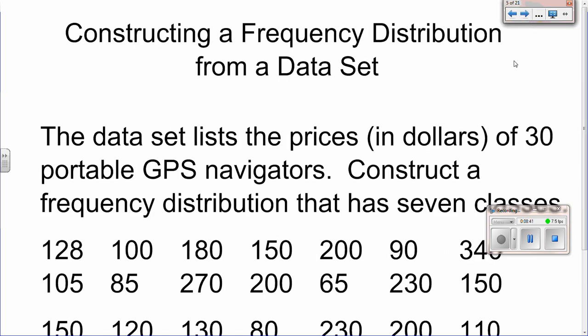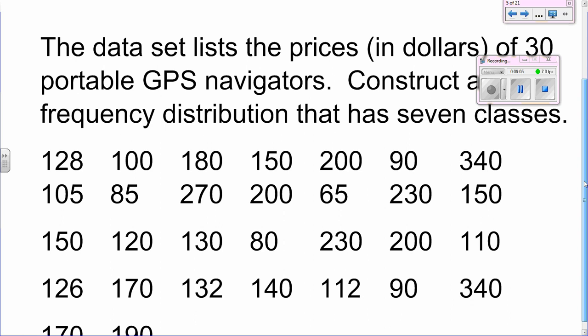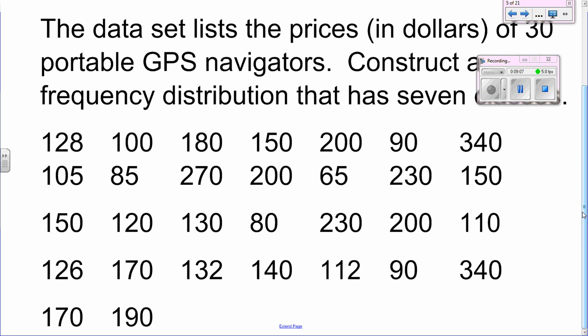Okay, now we're going to go about constructing a frequency distribution from a data set. So the data set lists the prices in dollars of 30 portable GPS navigators. Construct a frequency distribution that has 7 classes. So it's telling us already that we need to have 7 classes, which means step 1 is taken care of for us. So we have this entire list of numbers.